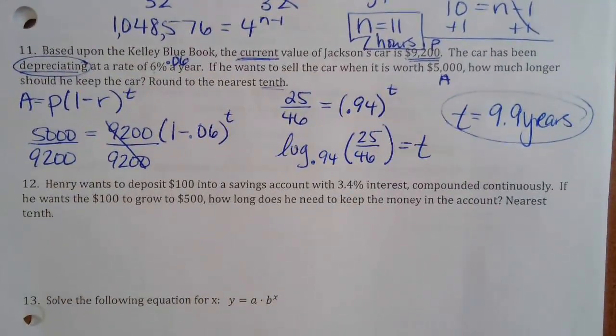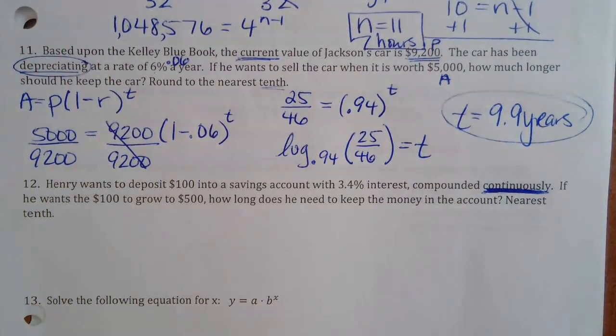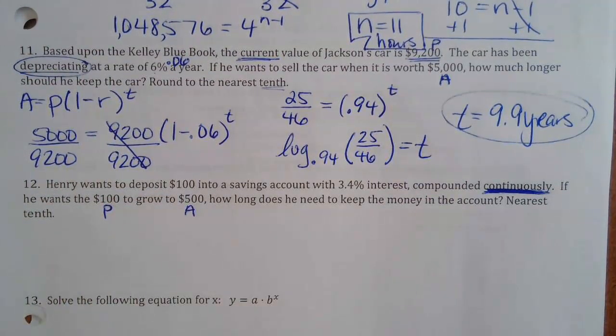Number 12. Henry wants to deposit $100 into a savings account with 3.4% interest compounded continuously. That's PERT. If he wants that 100 to grow to 500, how long does he need to keep the money in the account? So his initial investment, P, is 100, and he has to wait a certain amount of time to get to 500. So 500 is your after amount.